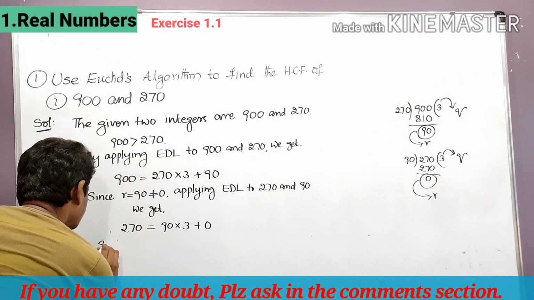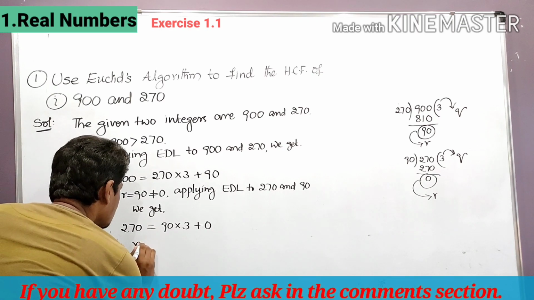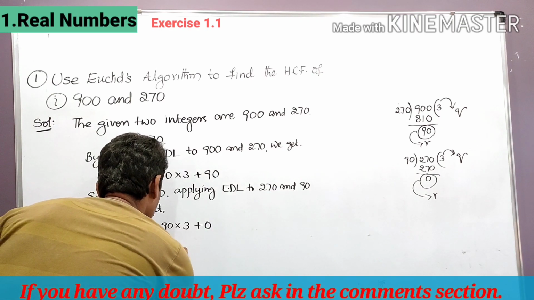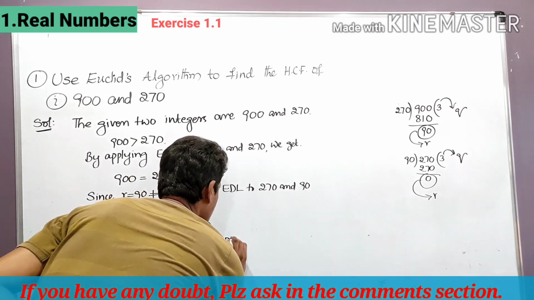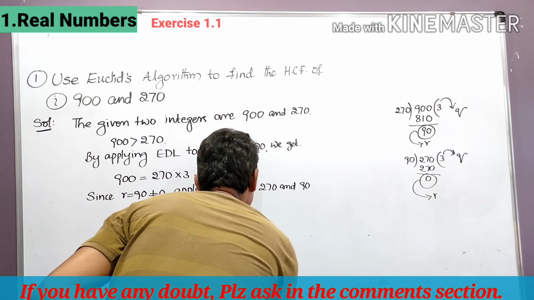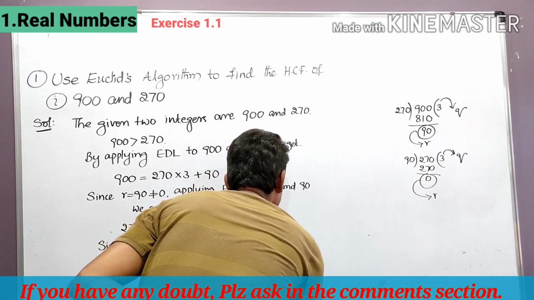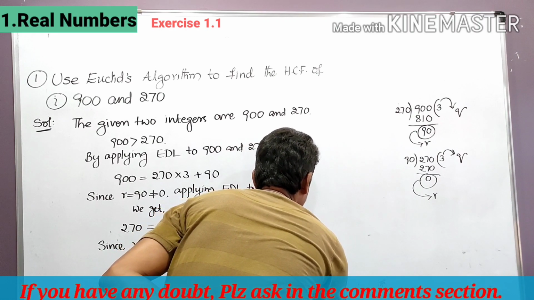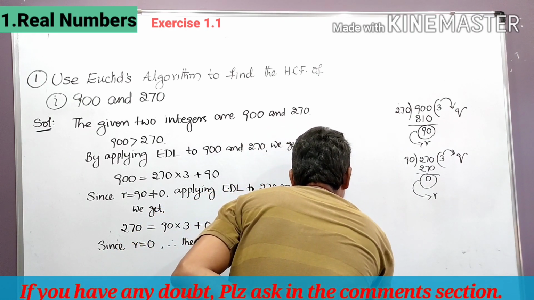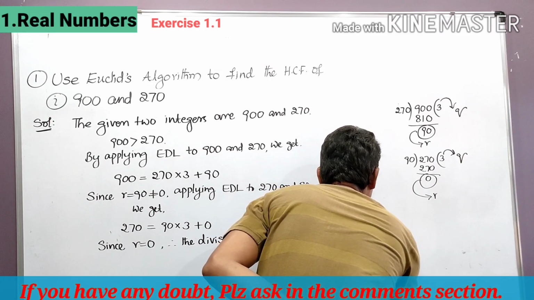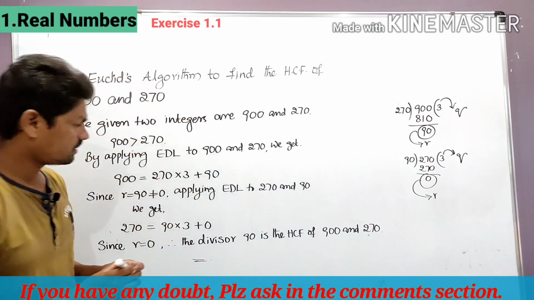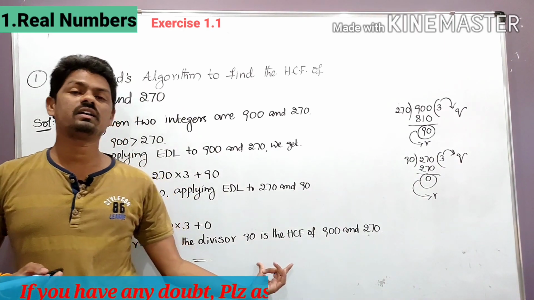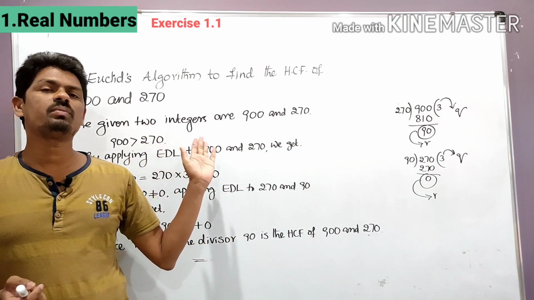Since R is equal to 0, therefore the divisor 90 is the HCF of 900 and 270. So very easy and important, student. Just you have to follow the steps.